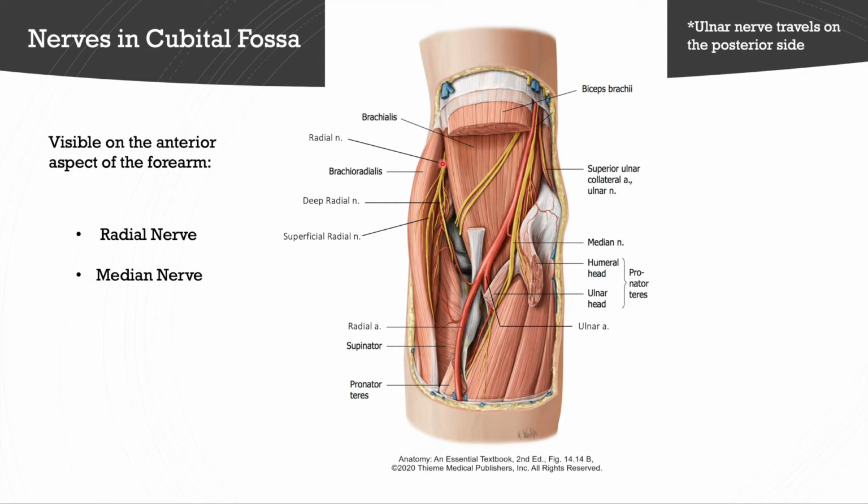Lastly, the radial nerve will travel distally on the lateral side of the cubital fossa and will split into two branches, the deep branch and the superficial branch. The superficial branch will carry sensation from the posterior side of the hand, and the deep branch will pierce through supinator and travel to the posterior part of the forearm. Another important landmark is the bifurcation of the brachial artery into the ulnar and radial artery.